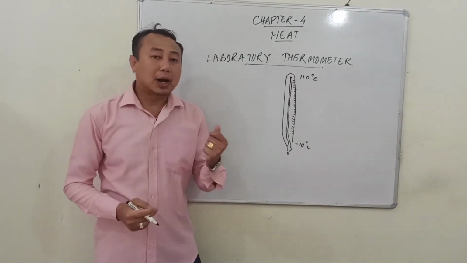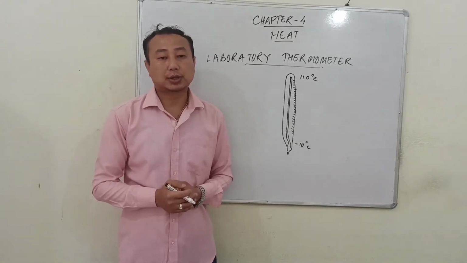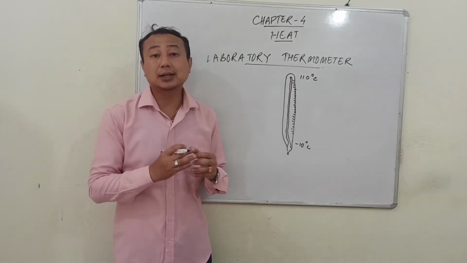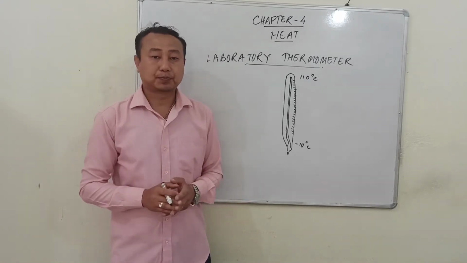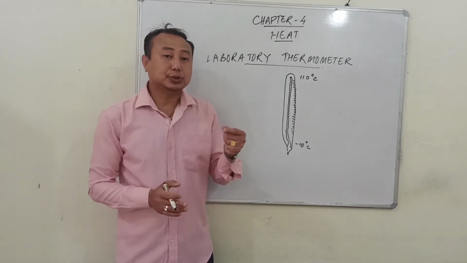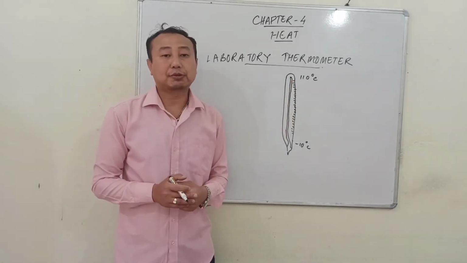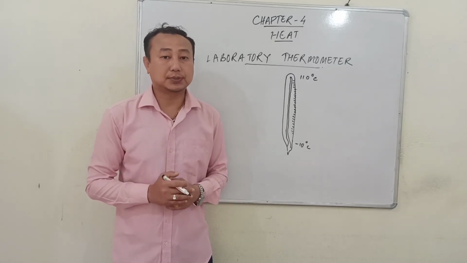In a thermometer, mercury is used because mercury doesn't stick to the wall of the thermometer. Because of that, we can get a clear reading of the temperature of an object or of a person. Instead of mercury, if we use other substances, those substances would stick to the wall of the thermometer. Because of that, we are not able to get a clear reading of the temperature.